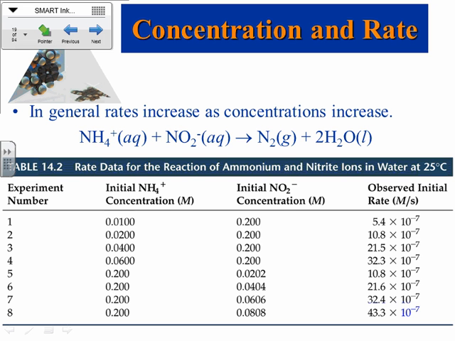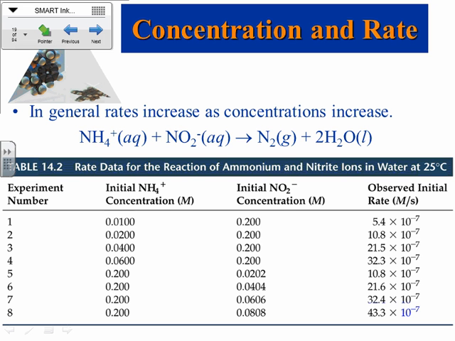We've got NH4 plus and NO2 minus as our two reactants here. Now notice what we're doing. Can you tell what the strategy is with this experimental setup? What are we doing in this experiment? From experiment 1 to experiment 2, for example, I'm doubling the concentration of NH4 plus. What am I doing to the concentration of the NO2 minus? Keeping it the same.